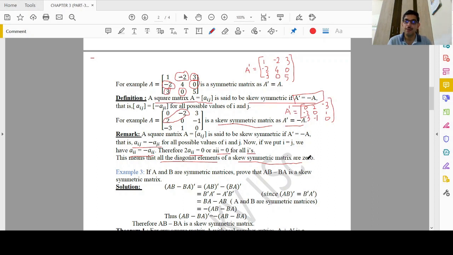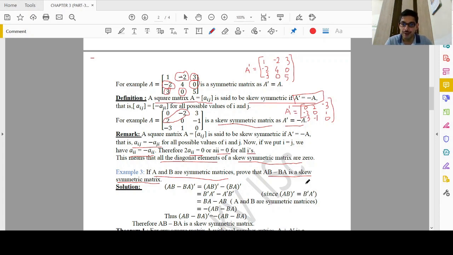So again I will repeat, a square matrix is said to be symmetric if A dash equal to A, that is A transpose equals itself, and a square matrix is said to be skew symmetric if A dash equals minus A. So now we'll go for an example. Here, given that A and B are symmetric, you have to prove that AB minus BA is skew symmetric.